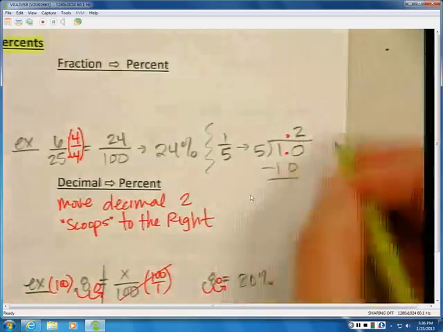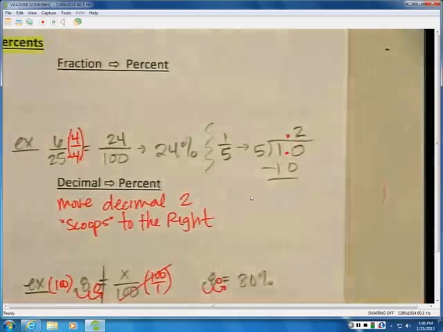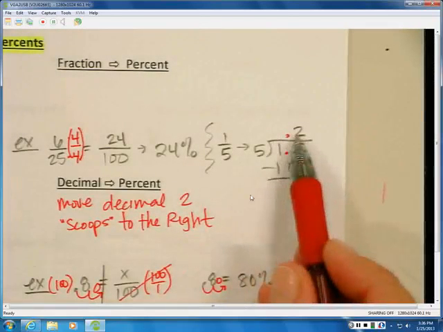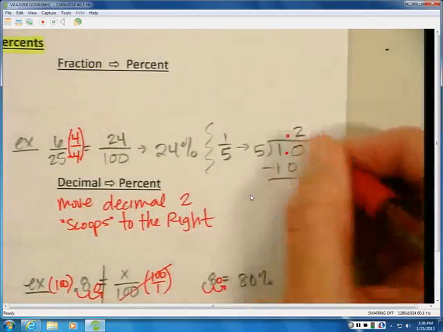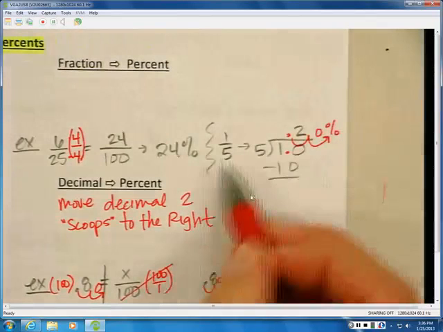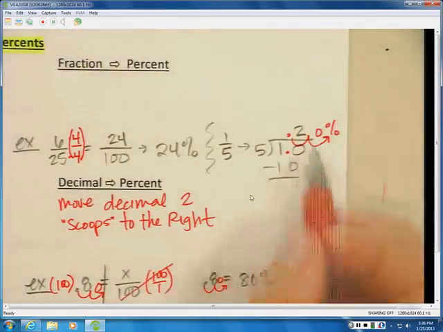There's nothing left over. So what I've done is I've taken it from a fraction to a decimal, and we know how to take that from a decimal to a percent. I need to move it over 2 scoops. So 1/5 is 20%.